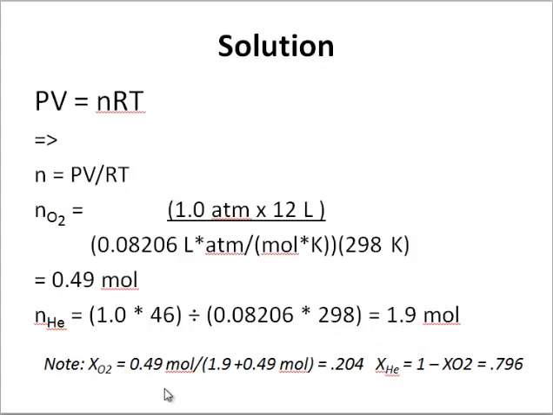Okay. Just as a passing observation, the problem doesn't ask for this, but the mole fraction of oxygen is 0.49 moles over 1.9 plus 0.49. Well, this is 0.204. Mole fraction of oxygen in this case is 0.204. We could find the mole fraction of helium by subtracting the mole fraction of oxygen from 1. Mole fractions always add up to 1, just like percentages always add up to 100. Well, the mole fraction of helium is 0.796. I just note that in passing.